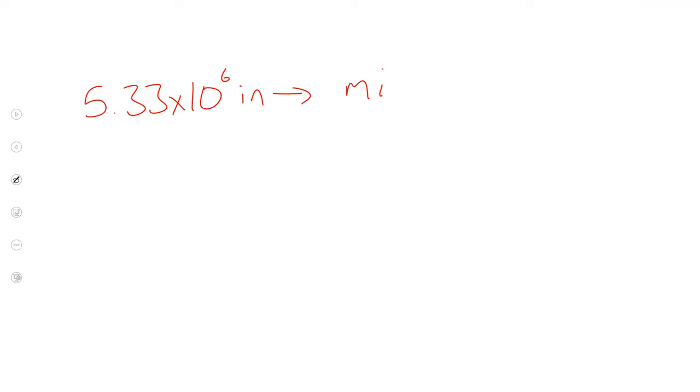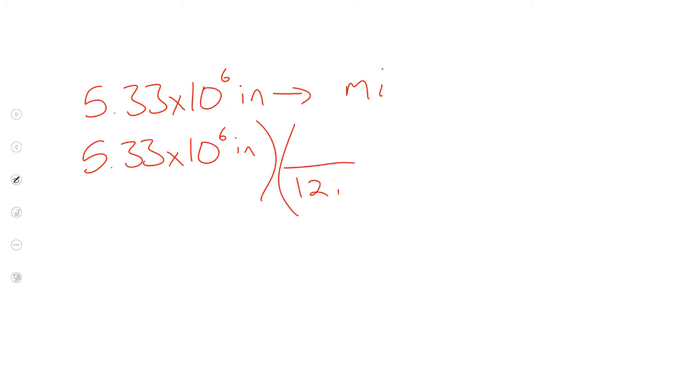So we can't go inches to miles, but we can go inches to feet and feet to miles. So we can either set it up as two conversions in a row, or there's nothing to stop us from multiplying by one, two times in the same line, right? So we could do 5.33 times 10 to the 6 inches and 12 inches is 1 foot. We could hit enter and get an answer, right?